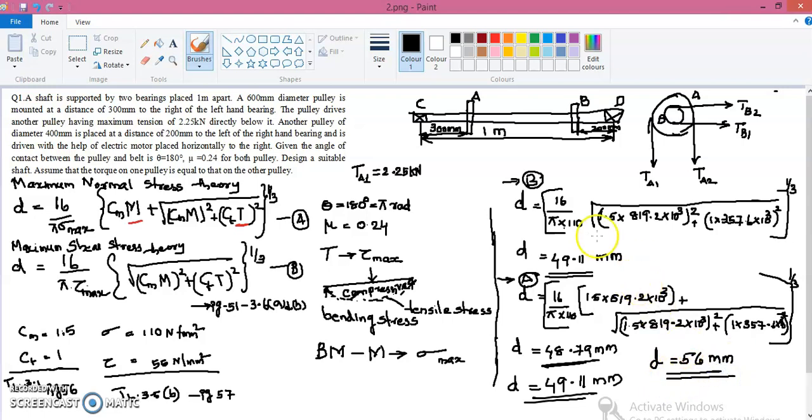So if we have a shaft with this diameter, under this given condition, it can transmit this torque on these two pulleys, and also it can withstand this bending stress. So we have seen the design of a shaft which is subjected to two types of loading condition, and the diameter of the shaft is equal to 56 millimeter.